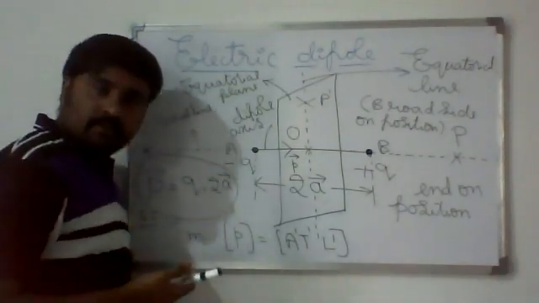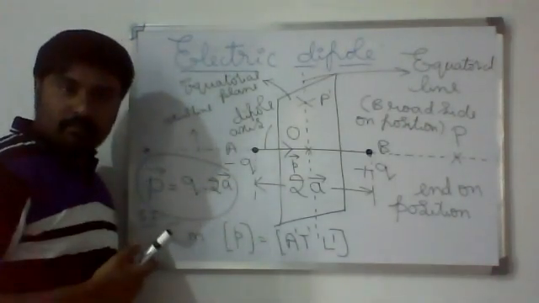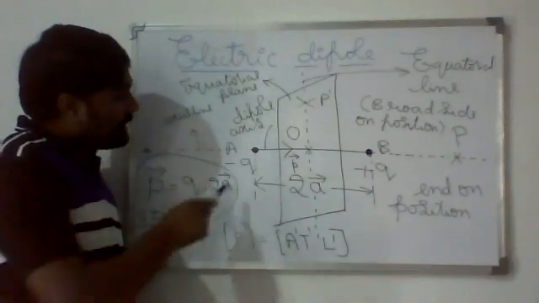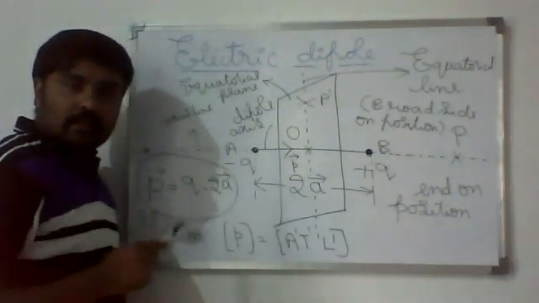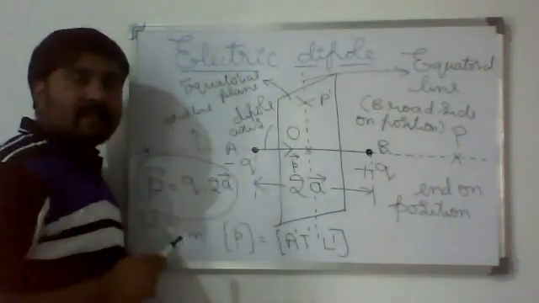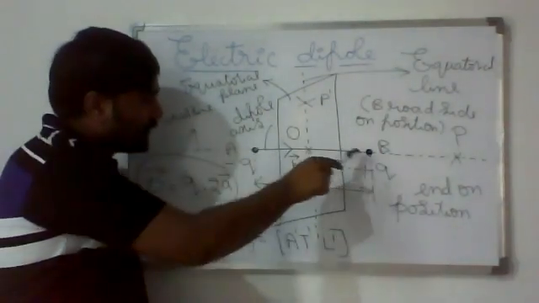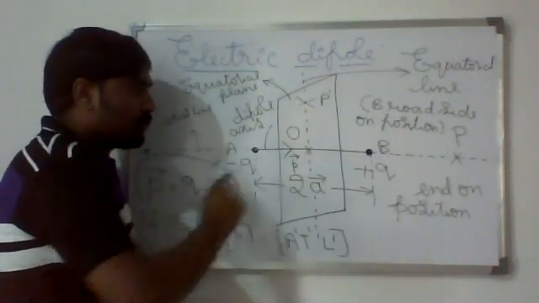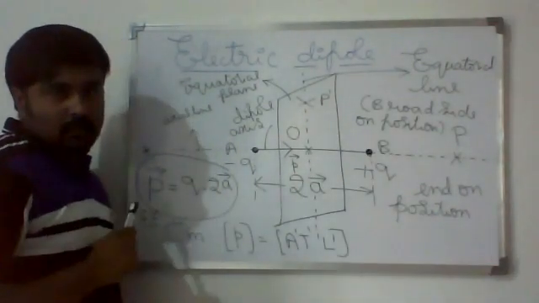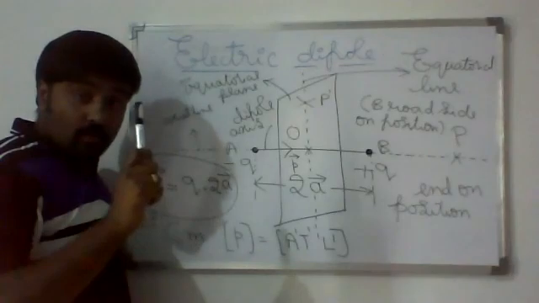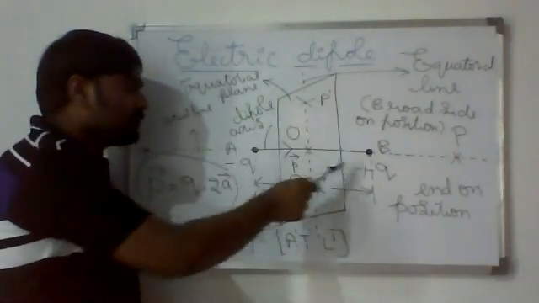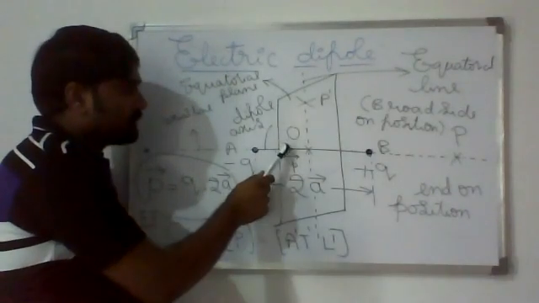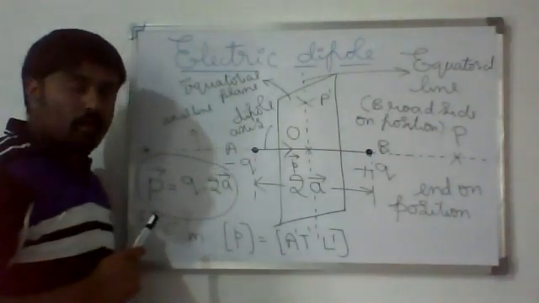And what are the properties or characteristics of electric dipole? Number one, the line joining the two equal and opposite charges is called the dipole axis. It is always directed from negative charge to positive charge. So this remark is very important.